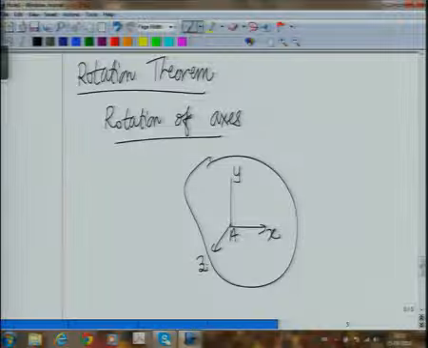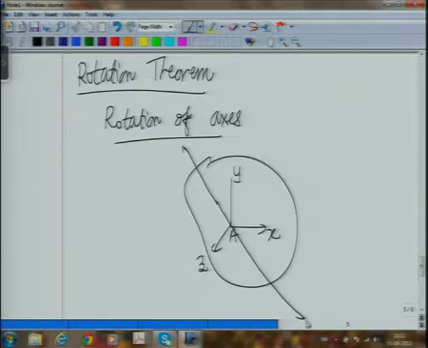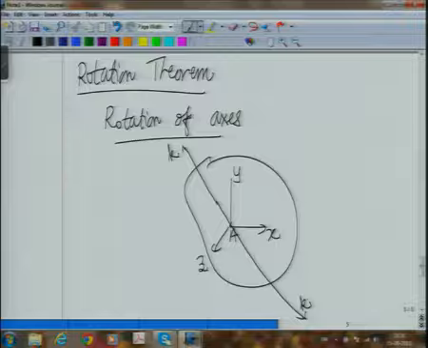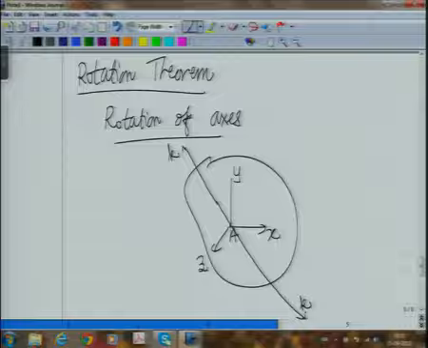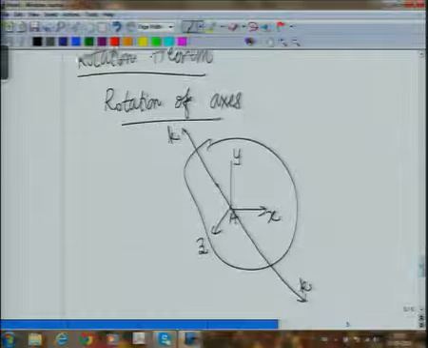X, Y, Z, okay. I have an axis like this, and let me now talk of an axis which is passing through the same origin. It could be any line passing through this origin. I call this KK. So K is one axis which is passing through the same origin as the X, Y, Z axes.